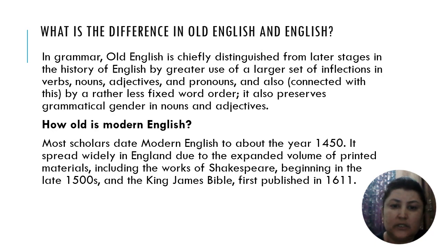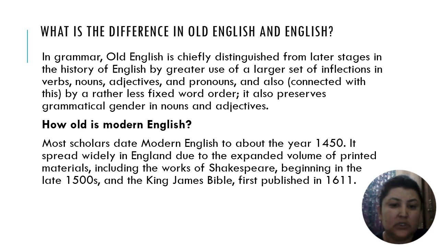What is the difference between Old English and modern English? Certainly in grammar. Old English is chiefly distinguished from later stages in the history of English by greater use of a larger set of inflections in verbs, nouns, adjectives, and pronouns, and also by a rather less fixed word order. It also preserves grammatical gender in nouns and adjectives.